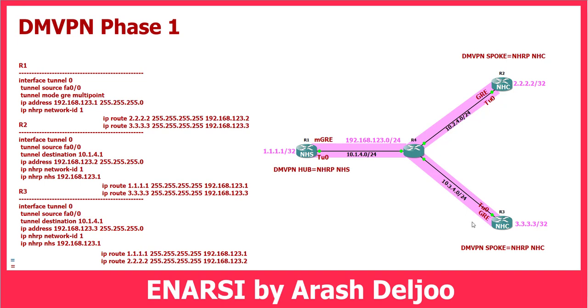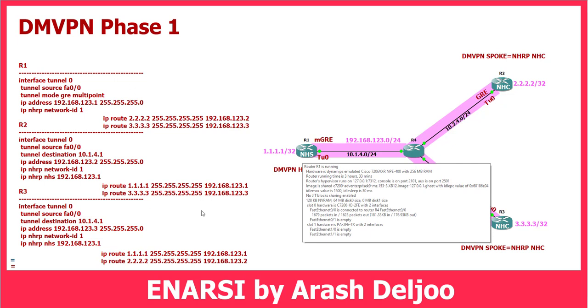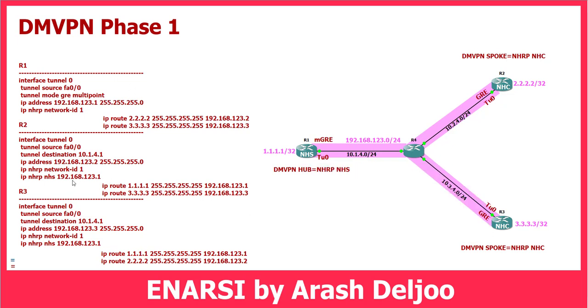For example, we want to identify the NHS, which is a feature in the DMVPN, meaning in the overlay, not in the underlay. Because of that, we should configure the IP address of the NHS with the overlay addressing, meaning the tunnel addressing, 192.168.123.1.